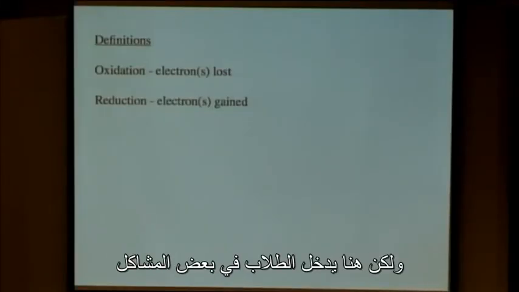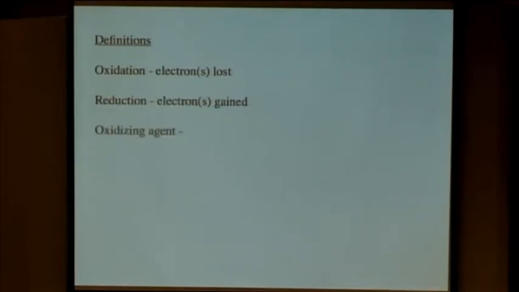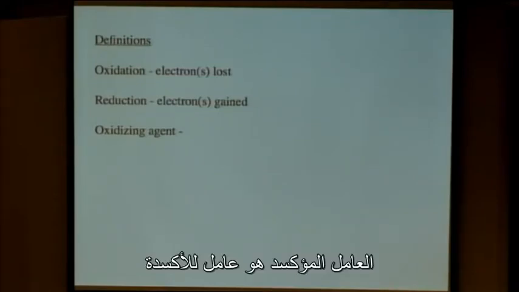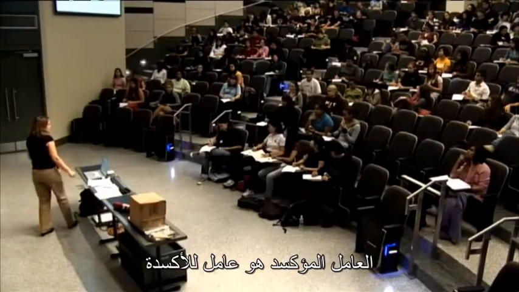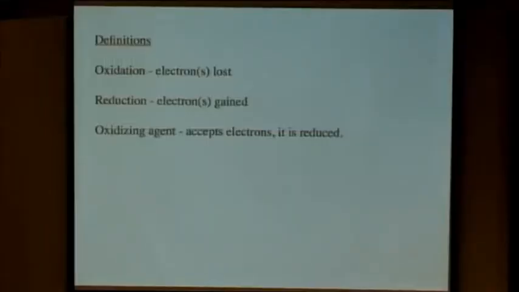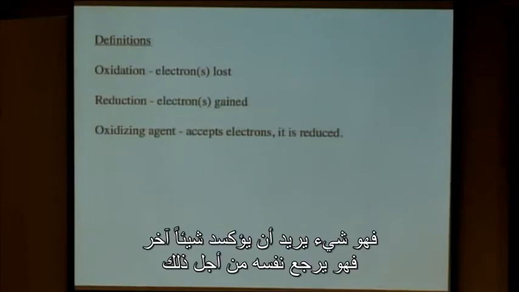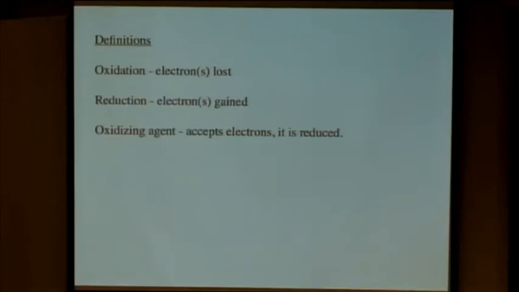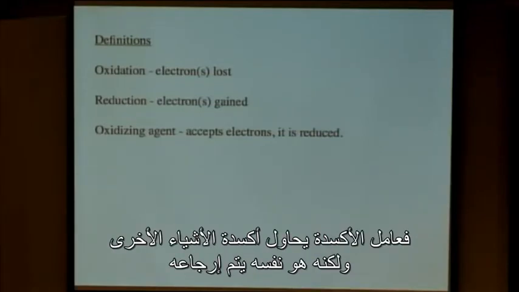Here are some that give people a little bit more trouble. Oxidizing agent. So it is an agent of oxidation. An oxidizing agent is something that wants to oxidize something else, so it gets reduced itself. So it's an agent of oxidation. It runs around trying to oxidize other things, but it itself is going to get reduced.